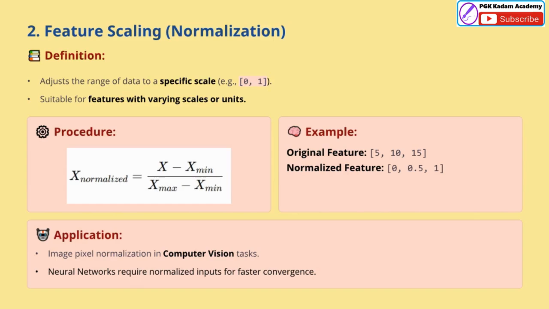Normalization is important in computer vision tasks, where pixel values need to be scaled. It's also crucial for neural networks, which require normalized inputs to converge faster during training.